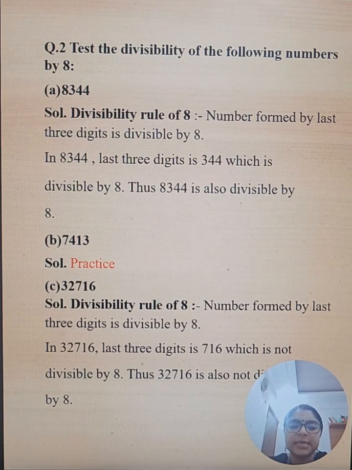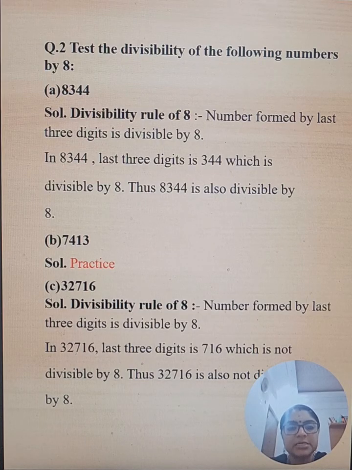Then we are going to see the second question, that is, test the divisibility of the following numbers by 8. Here you have to think about the divisibility rule of 8. What is it telling? Numbers formed by the last three digits are divisible by 8. So whatever the number given to you, you have to check the last three digits. The first question is 8344. The last three digits are 344. So 344 is a multiple of 8, divisible by 8. So we can tell the entire number 8344 is also divisible by 8.